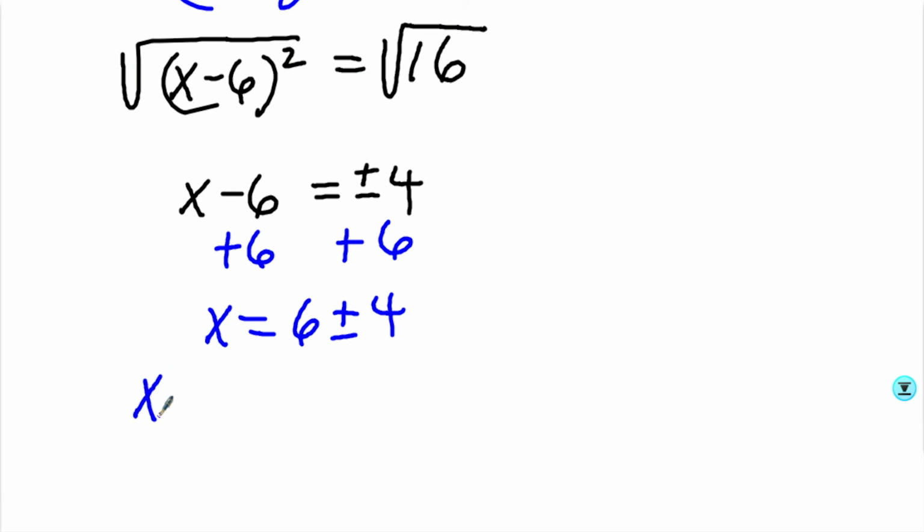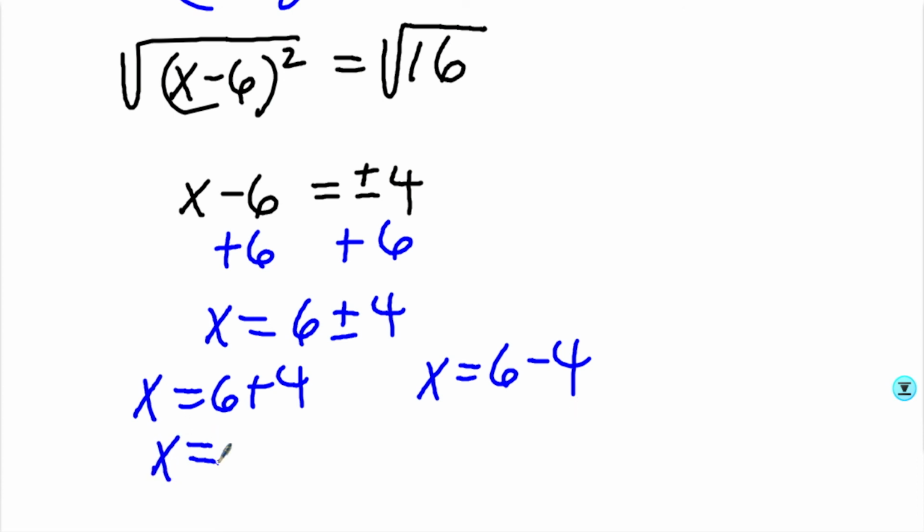So we're going to have x equals 6 plus 4 and x equals 6 minus 4. If we simplify those, our solutions are going to be x equals 6 plus 4, which is 10, and x equals 6 minus 4, which is 2. So the solutions to this quadratic equation are x equals 10 and x equals 2.